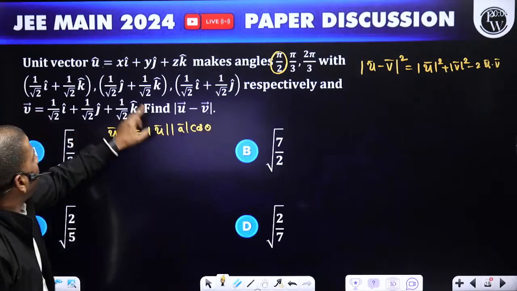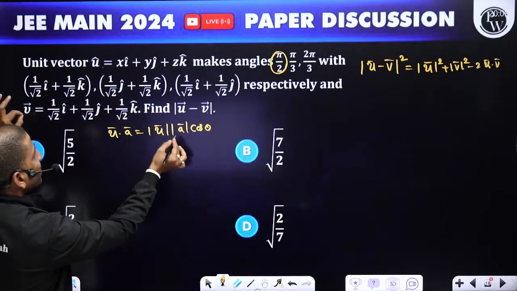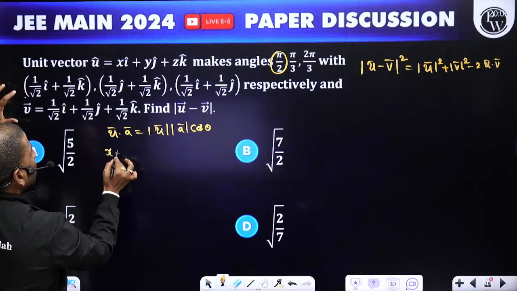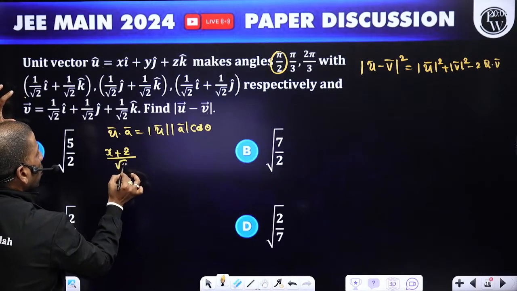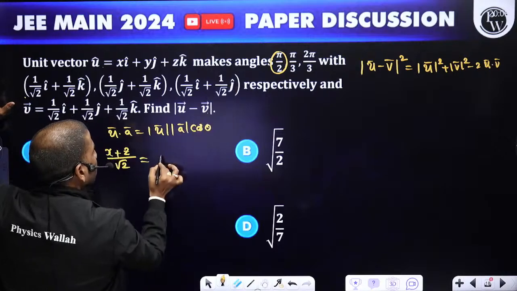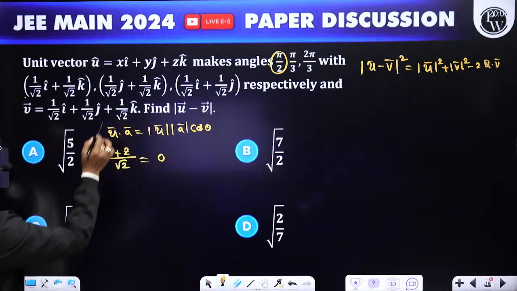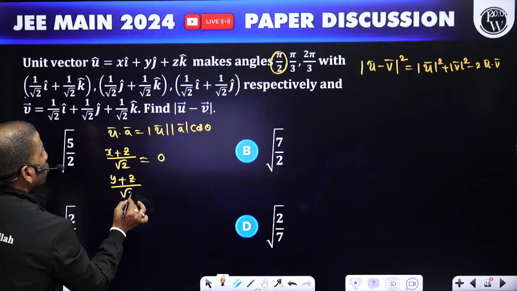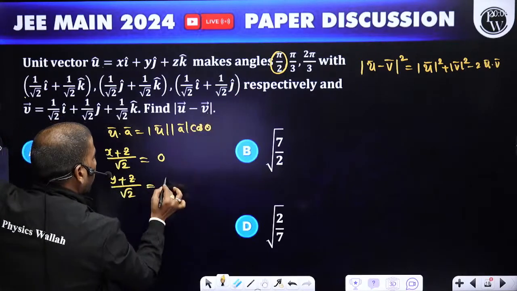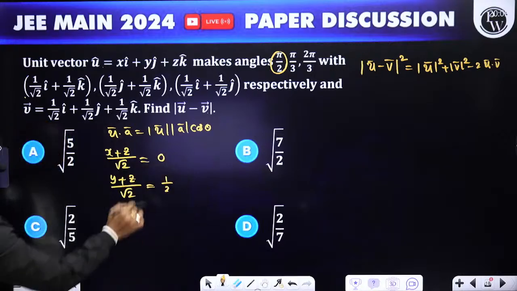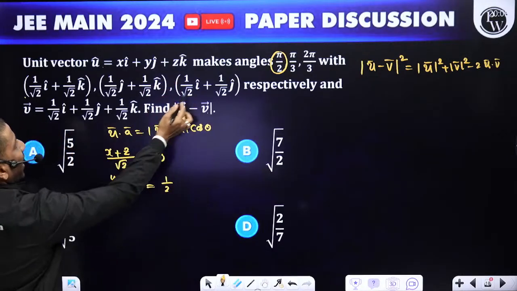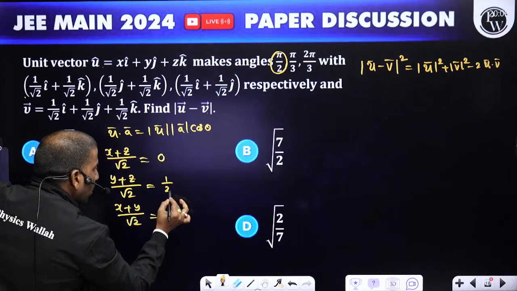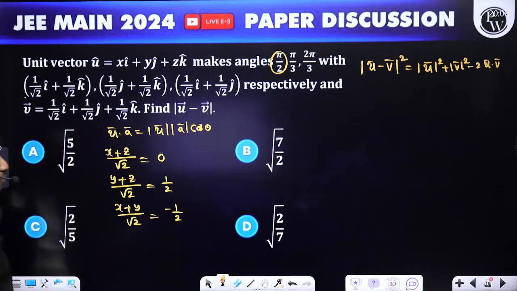So u and v both are unit vectors, so it is just cos theta. Once you apply, i and k are there. So (x plus z) by root 2 is equal to cos theta, cos 90, which is 0. Second part, j and k are present: (y plus z) by root 2, which is equal to cos pi by 3. Cos pi by 3 is 1 by 2. Next, the third vector and this vector, i and j. So (x plus y) by root 2 is equal to minus 1 by root 2.